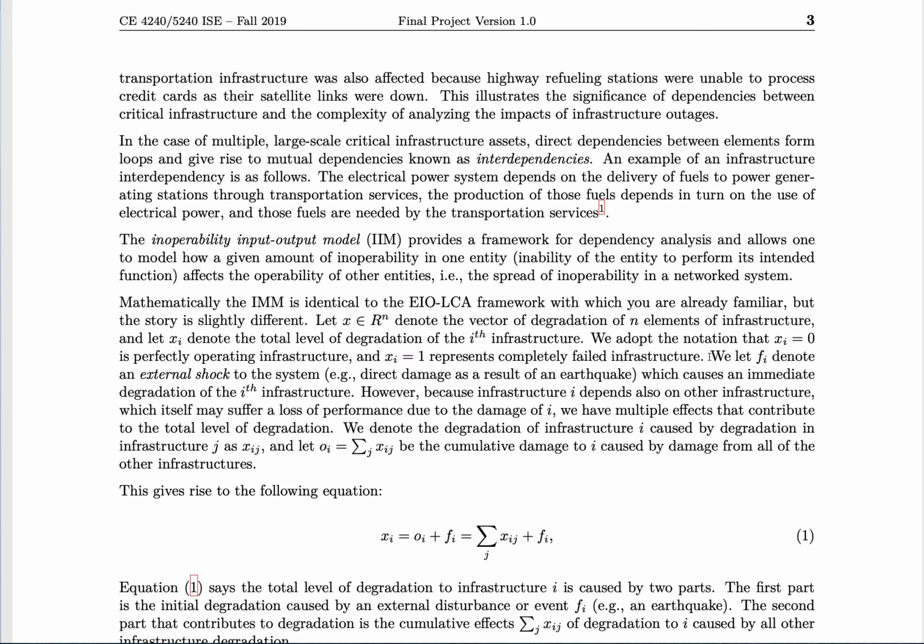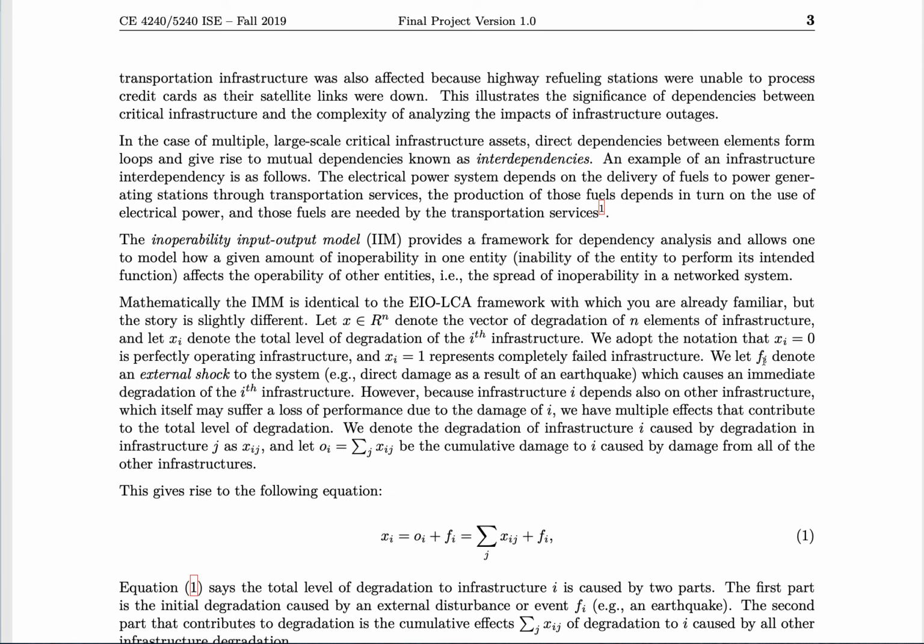Okay, we're going to let fi, rather than being the final economic demand, since we're not dealing with the economy anymore, denote the external shock to a piece of infrastructure. So let i be the power network, and suppose that fi is something like the direct damage as a result of an earthquake to the power network. Obviously, the earthquake causes direct damage to the power network.